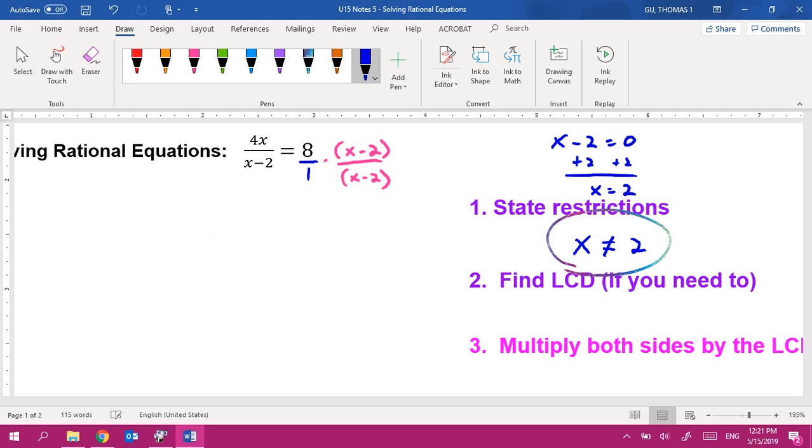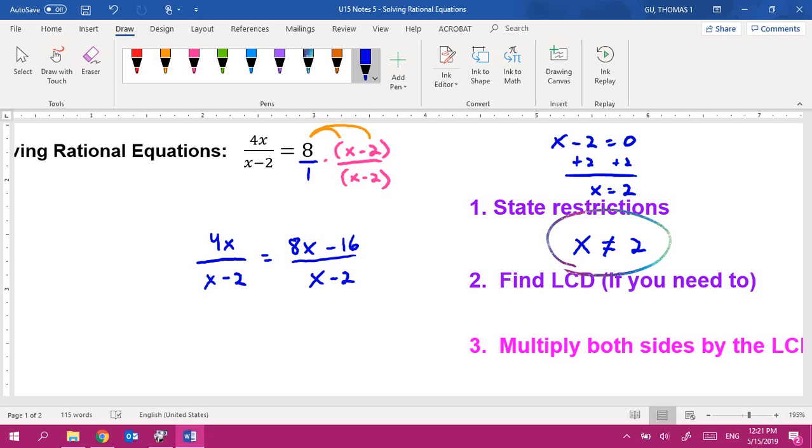All right, let's start on the left side. Equals, right? You distribute over x minus 2, right? Okay, so once you get to this point, you see that the denominators are the same on both sides, right?